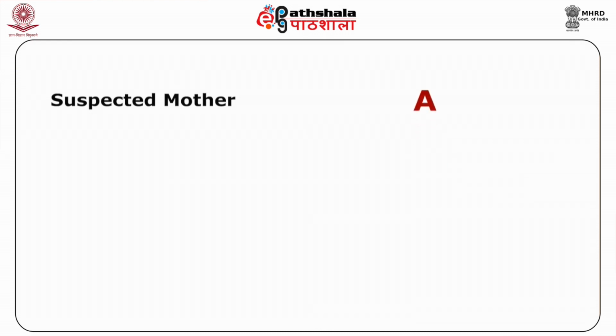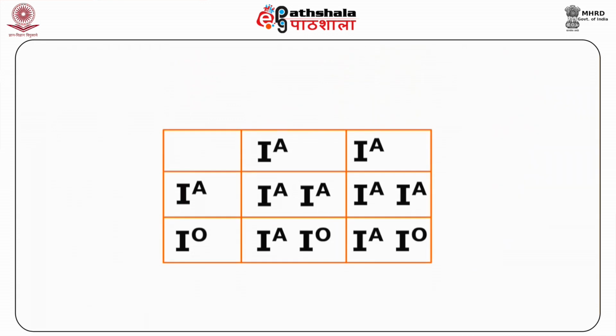Now, blood group of the suspected mother: A, homozygous, that is IA. Blood group of the suspected father: O, homozygous, that is IO. So, as per the rule, the various probabilities will be IA IO, IA IO, IA IO, and IA IO. Therefore, the possibility of the blood group of the child of this couple will be only A, as A is dominant over O.